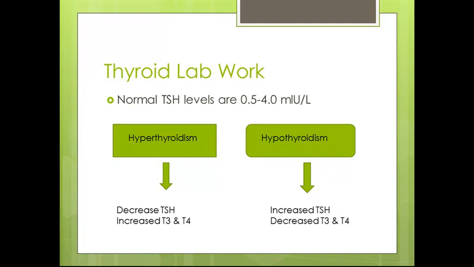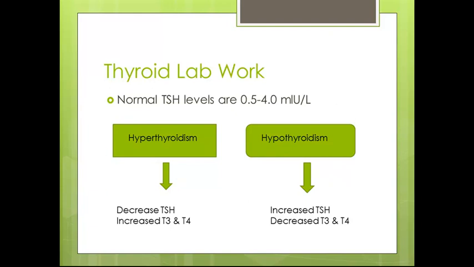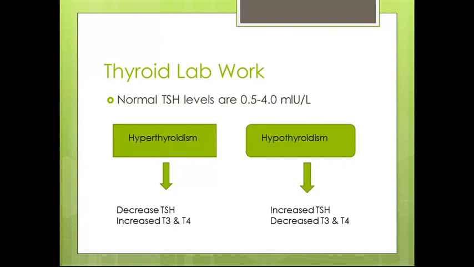Thyroid lab work. A normal TSH, thyroid stimulating hormone, level is 0.5 to 4.0 milliunits per liter. Hyperthyroidism shows on lab work as a decreased TSH, so a low TSH level, but the T3 and T4 levels are increased. Hypothyroidism is an increase in TSH levels and then shows a decrease in the T3 and T4 hormone levels.